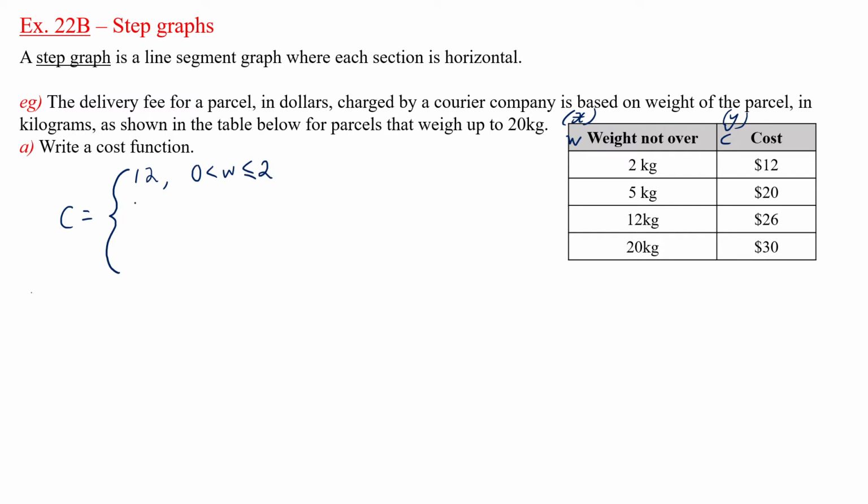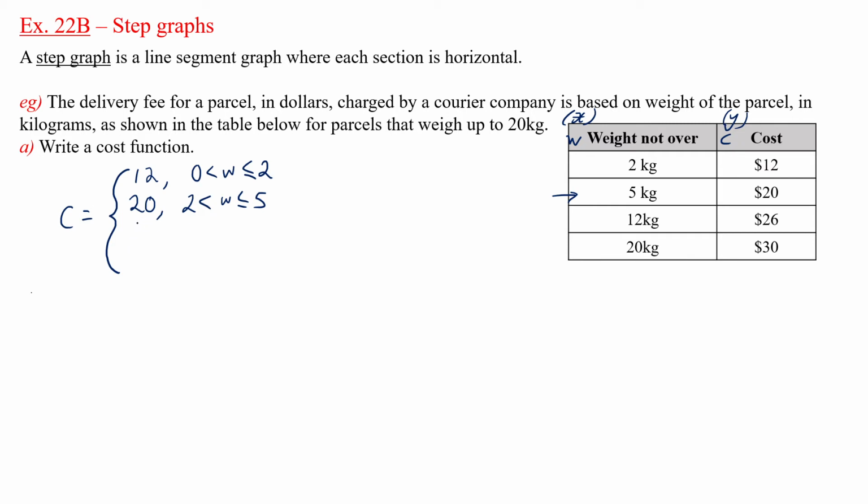I'm going to pay from the second line of the table now, I'm going to pay $20, comma, if my parcel is less than or equal to 5 kilograms. I need to remember to put the greater than 2 in there as well, because if it's 2 kilograms or less, I've only paid $12. I'm not going to pay $20 or $26 or $30 for a 2 kilogram parcel. Okay, I'll meet the first criteria. So that's what that first little limit there does.